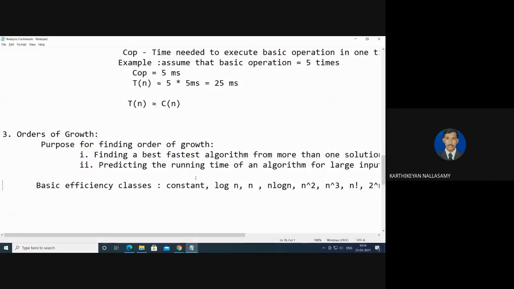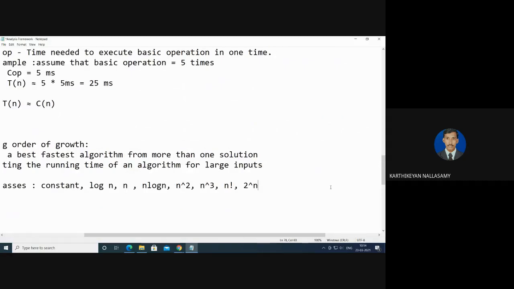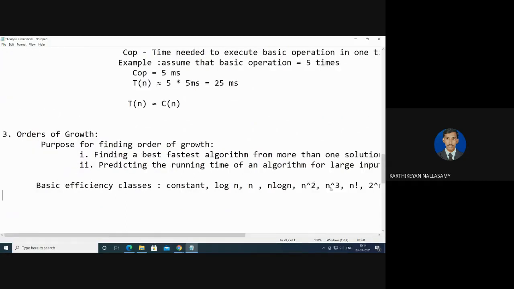Let us assume that there are two solutions: one is n square, another is n cube. I am going to predict which has the higher order of growth. If the value of n increases, we have to identify which factor has more time complexity. n cube is more time complex, the highest order of growth. So n squared is the lowest time complexity, and the solution which contains the complexity n squared is the best solution for algorithm efficiency.